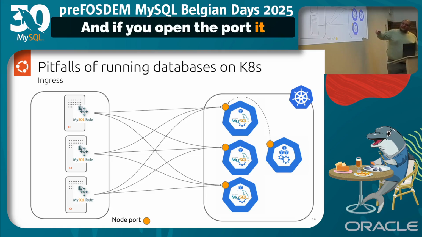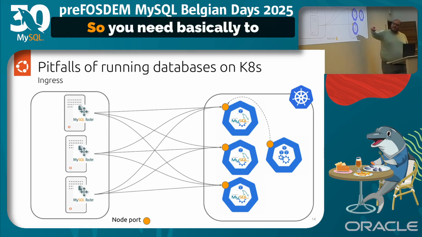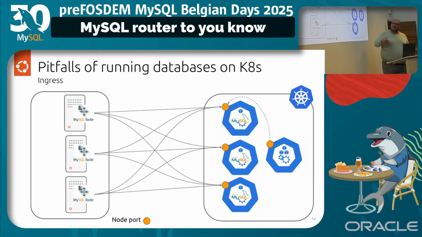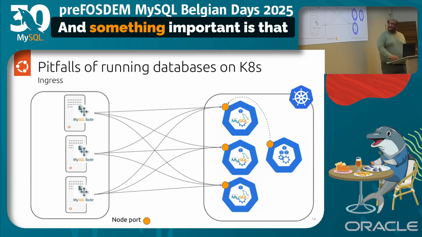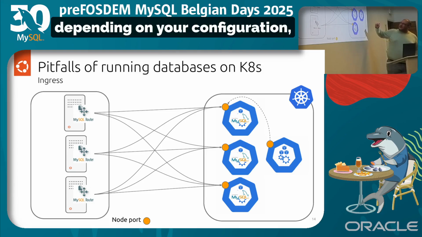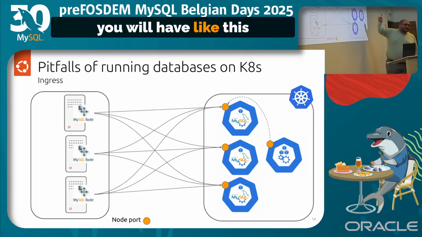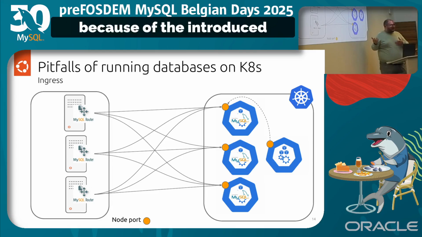And if you open the node port, it means that your clients who are sitting outside of Kubernetes need to connect to all of them. So you need to instruct them to do so, and of course, all your nodes. And you need to use something like MySQL router to intelligently route the queries where they should be, depending on where the primary is residing and so on. And something important is that depending on your configuration, if you are targeting a node that is not hosting MySQL anymore, then you will have this routing done for you, which might be seen as a good thing or a not good thing because of the introduced latency.